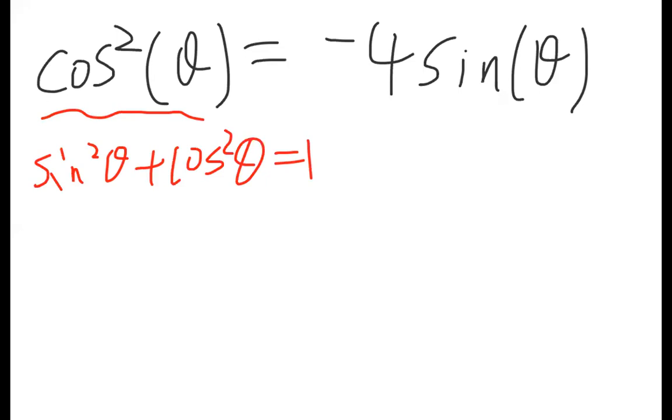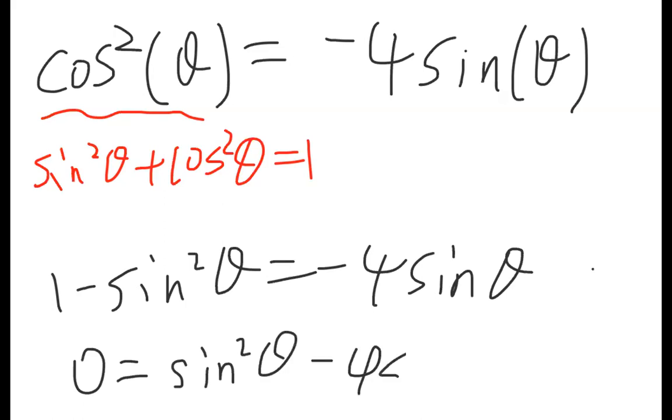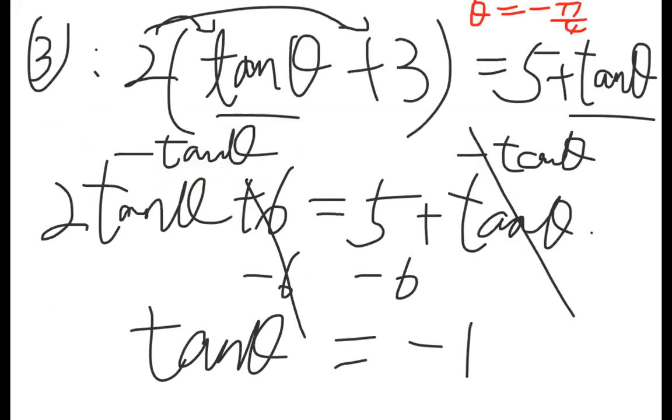So it becomes 1 minus sine square theta is equal to minus 4 sine theta. Move everything to one side of the equation, and it becomes 0 equals sine square theta minus 4 sine theta minus 1. Okay, so this is similar to what we did before. You just replace the sine theta with a variable, let's say u.